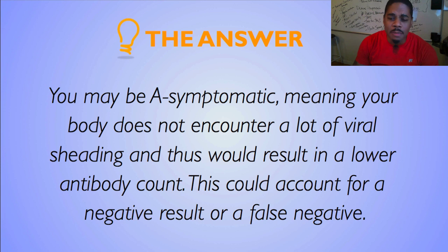But if you're asymptomatic, this doesn't happen as much, which really means that your body is a little stronger in responding to the virus. Your body does not encounter a viral load or a lot of viral shedding. That's what will result in a lower antibody count. Why would that happen? It's because if there's not a lot of viral shedding in the body, the immune system thinks the virus is not that big of a threat.